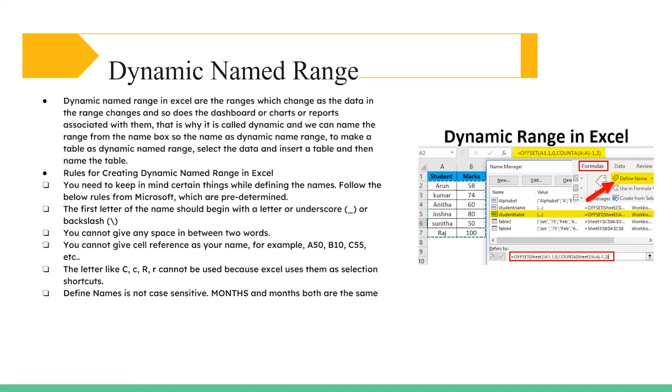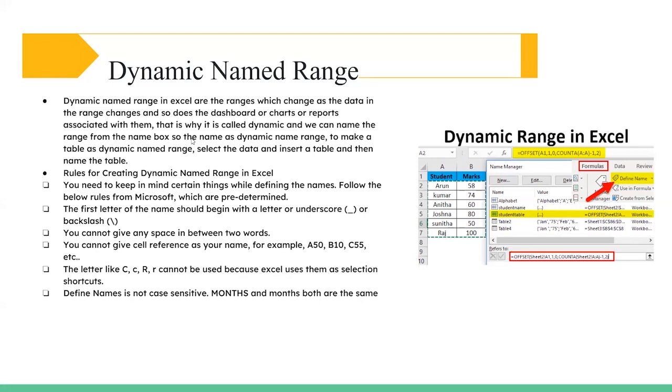Dynamic name range. Okay, now what is a dynamic name range? It is nothing but cell ranges in Excel which change as the data in the range changes, and so do the dashboards, charts, or reports which are prepared from them or associated with them, right? That is why it is called dynamic, because it changes.